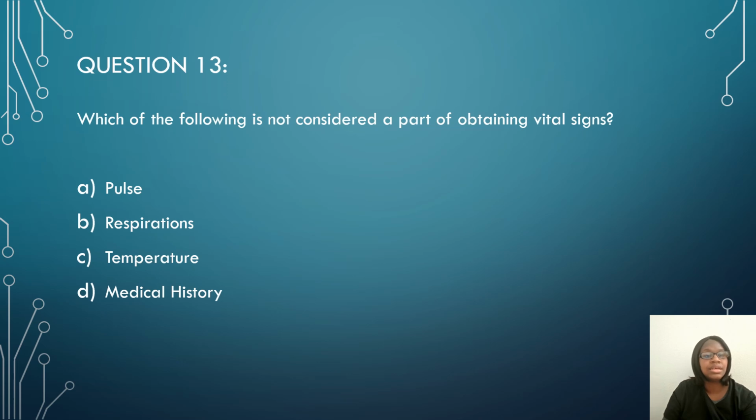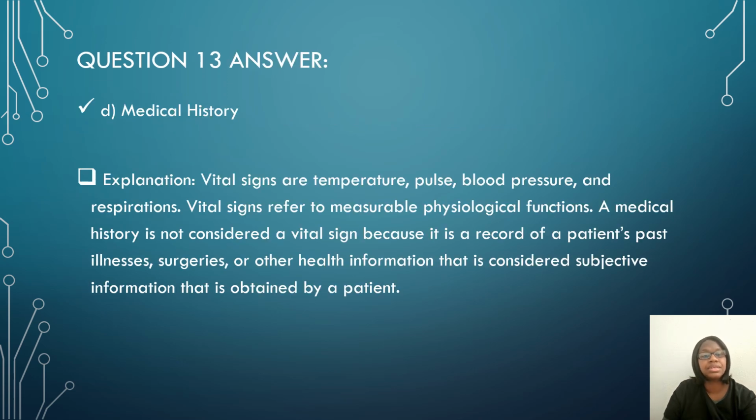Question 13. Which of the following is not considered a part of obtaining vital signs? Medical history. You have your vital signs, which is your temperature, your pulse, blood pressure, and respirations. So, medical history is not considered a vital sign. You're just asking the questions about illnesses, surgeries, other health information. That is considered subjective, that is given by the patient.